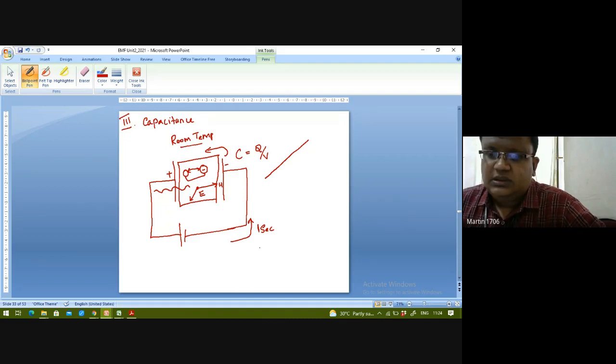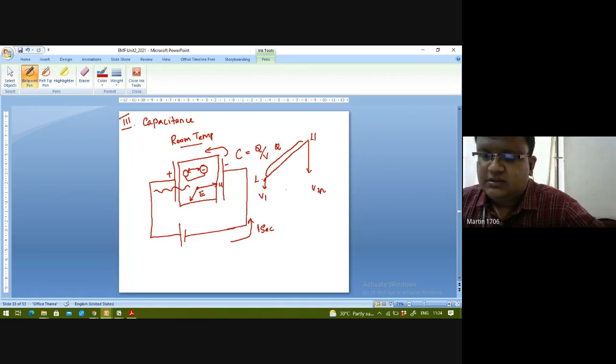Once the potential drops down, at that time it will gradually release the charge. Suppose this is the charge level from the lower intensity region to the higher intensity region. So this is your V1 and this is your V2, or Vn, some maximum value of the potential. Once the potential level increases, automatically your charge level goes high.